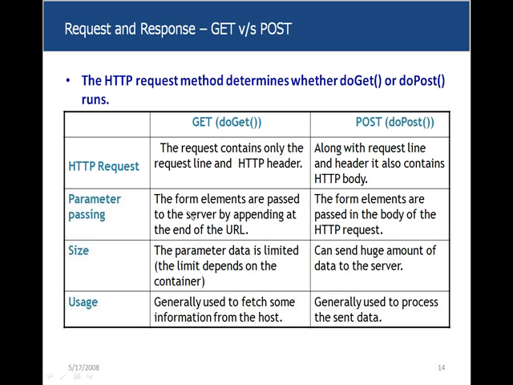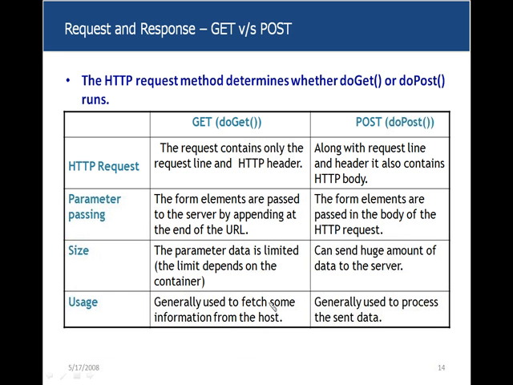Number 3, the size. Although you can send information using get, appending it to the end of the URL, the amount of data you can send using a get is limited. So you can send very little data when you implement a get. Whereas in a post you can send a huge amount of data because you send the data in the HTTP body and not on the request line.